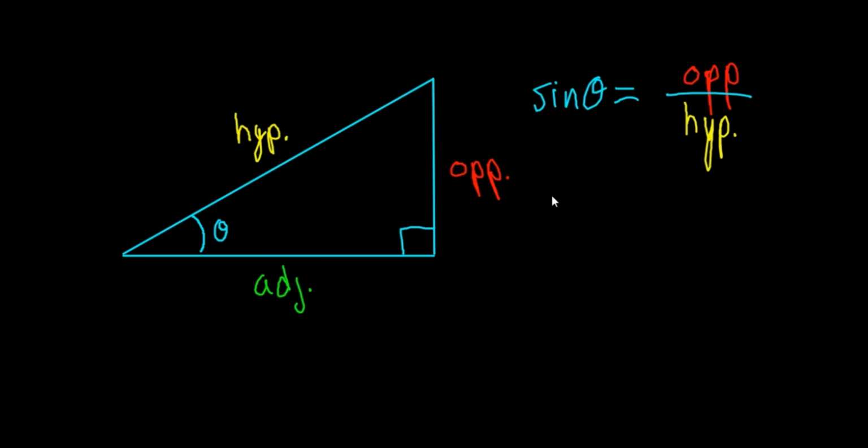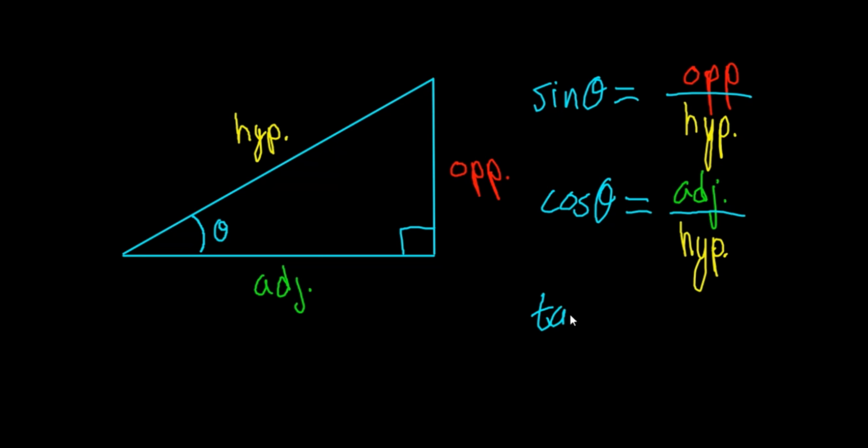And similarly, cosine of theta is equal to the length of the side that's adjacent to theta over the length of the hypotenuse of that triangle that theta lives in. And lastly, tangent of theta is equal to the length of the side opposite to theta over the length of the side that's adjacent to theta.